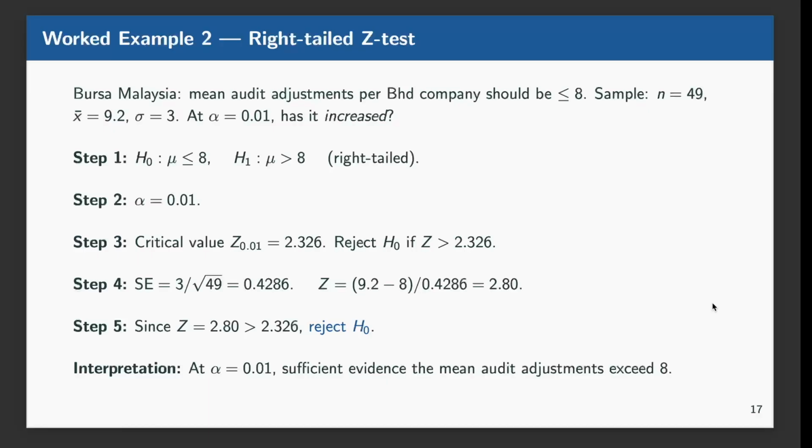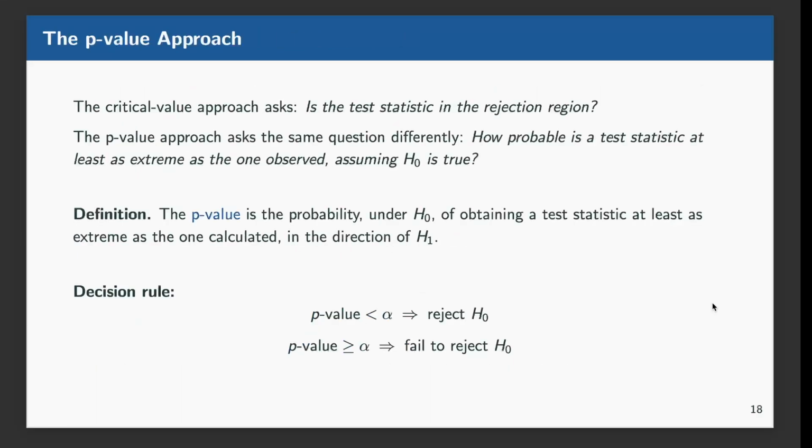Are you following each step comfortably so far? There is a second, equally valid way to arrive at this exact same conclusion. Everything we have done so far has used the critical value approach, which simply asks whether our test statistic landed inside the rejection zone or not. The p-value approach asks that identical underlying question in a slightly different language. How probable would a result at least this extreme actually be if H0 were genuinely true?